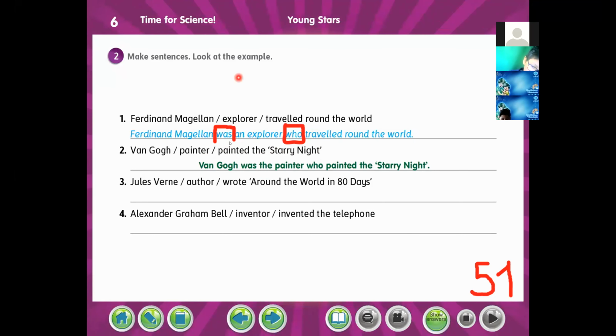The same with Jules Verne. It's past tense, okay? Jules Verne, in this case, was an author. And Alexander Graham Bell was an inventor. Okay, other volunteer, please. Number three, tell me. Raise your hand. What is the sentence? Number three, the name is Jules Verne.